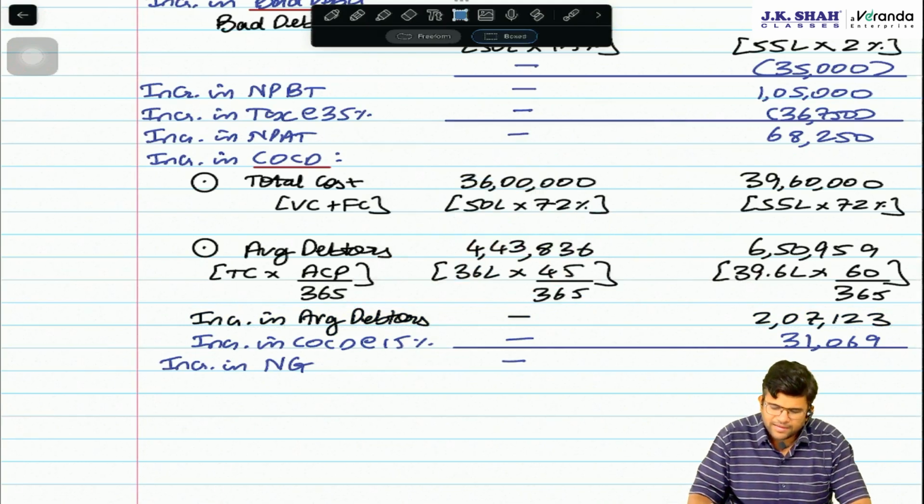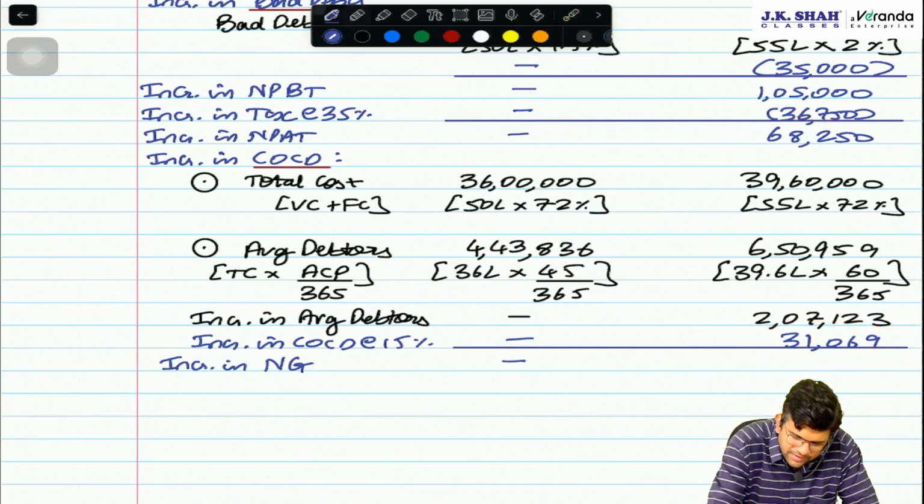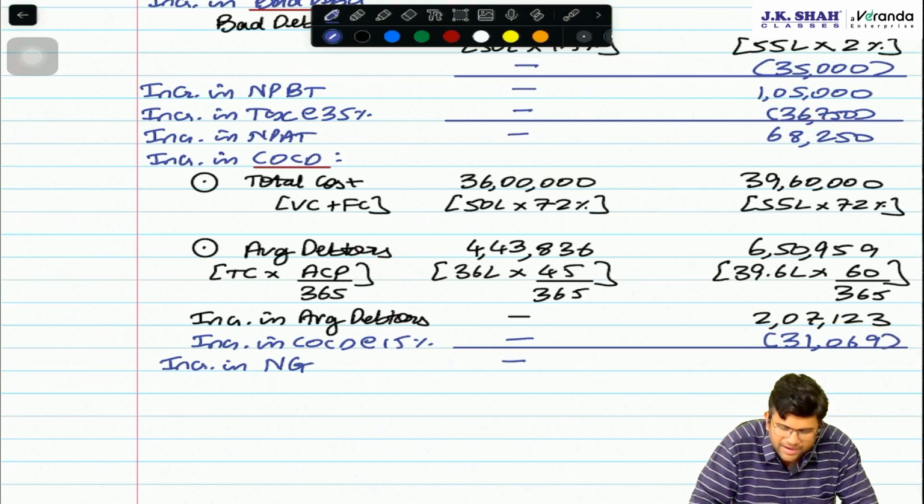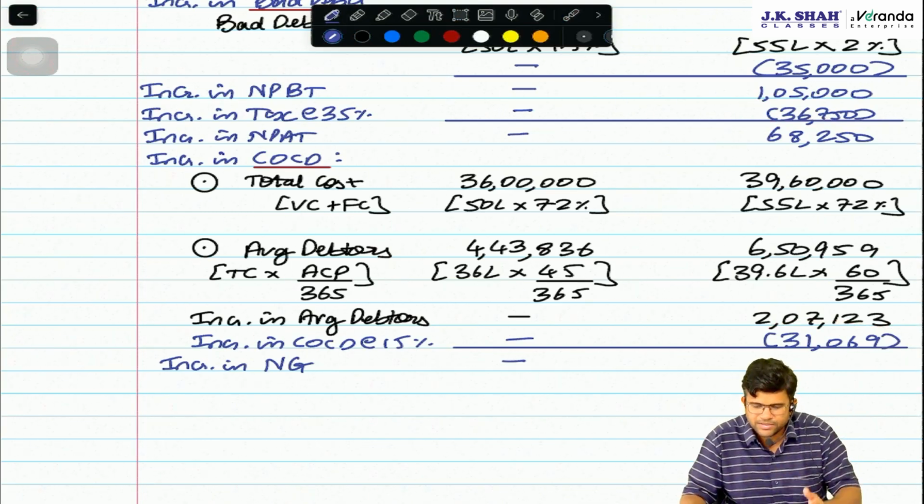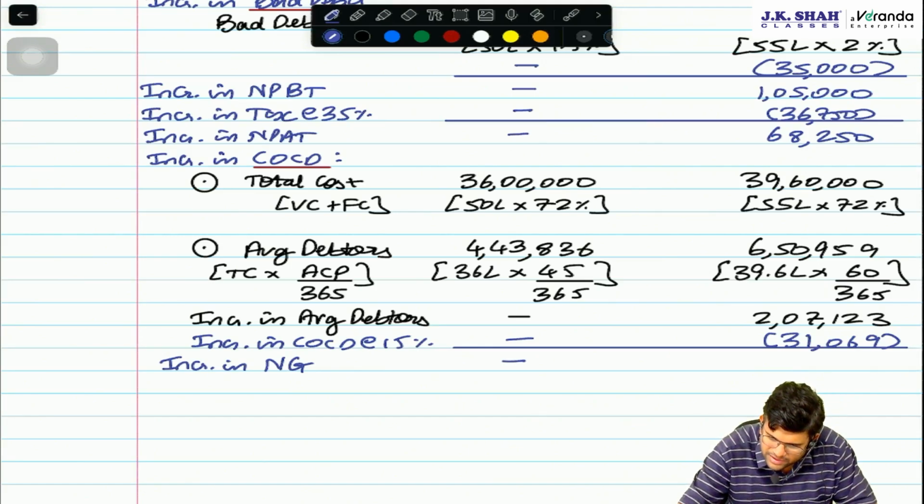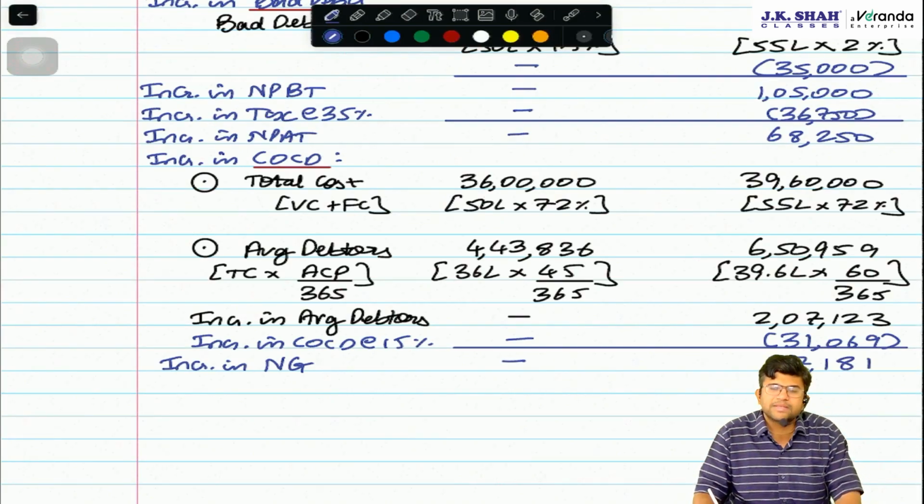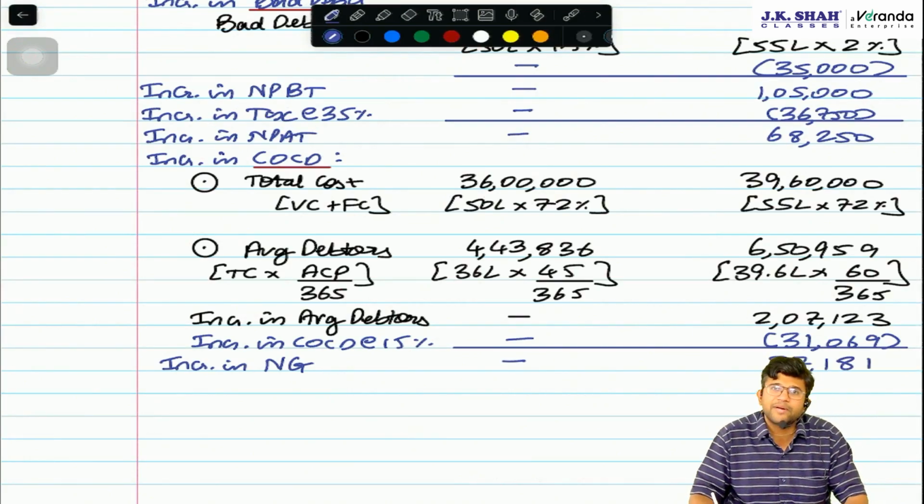Everyone ready? And then do you realize that only the blue items you have to check here, correct? So this 31,069 will be in bracket here because it is increase in COCD, increase in cost. So 68,250 minus 31,069, and that comes to 37,181. Everybody understood till here?